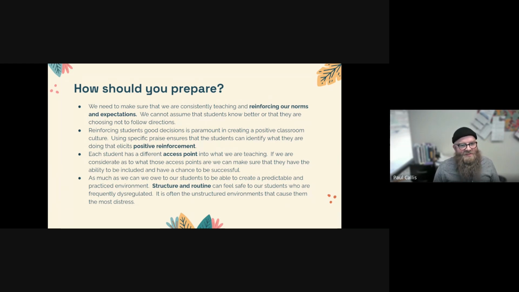For a lot of our students, it's unstructured environments that cause them the most distress. And it's a particular challenge in the after school when the students have been through so much. It can be really hard to wrangle them. And so as much routine and structure as we can provide is really, really wonderful.